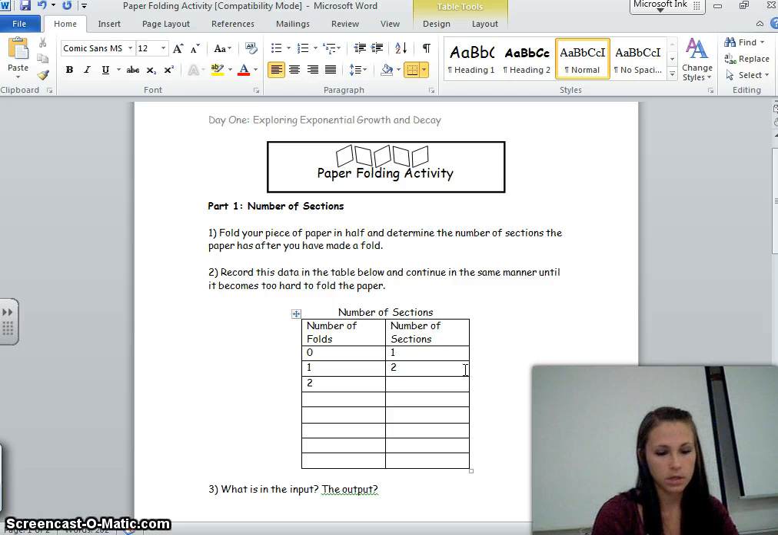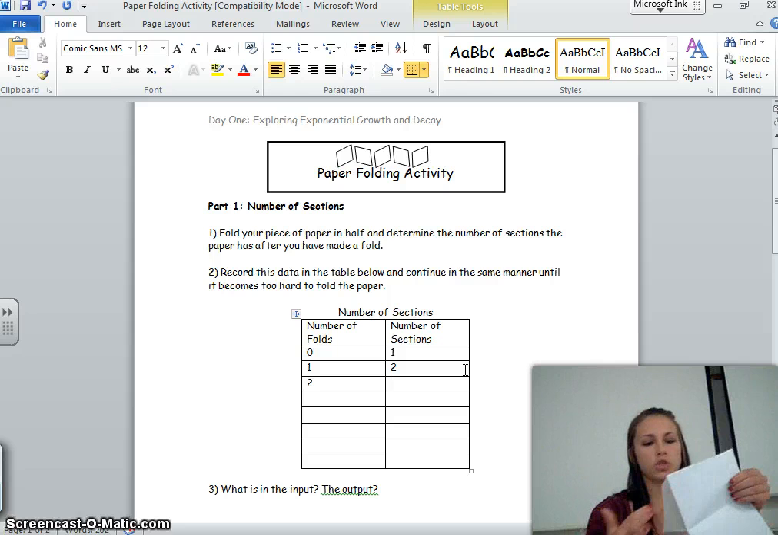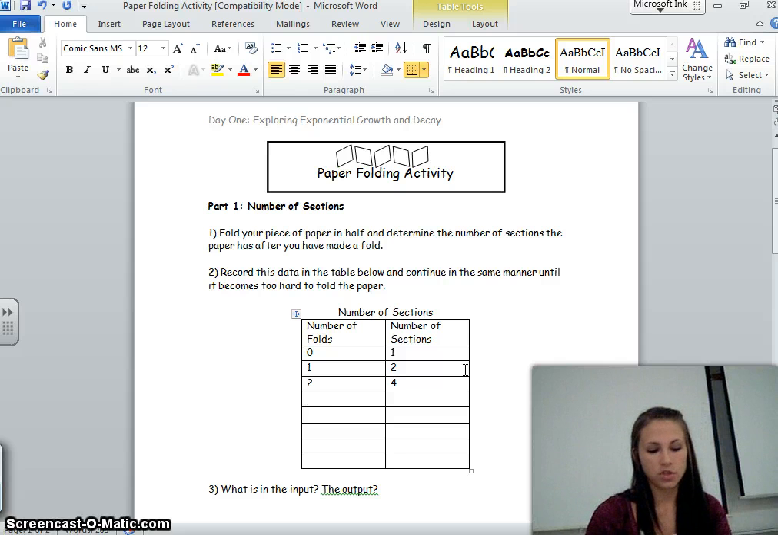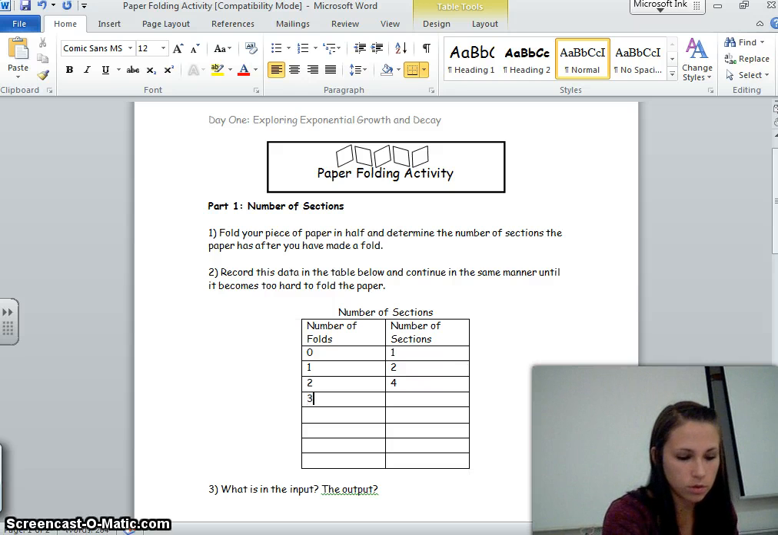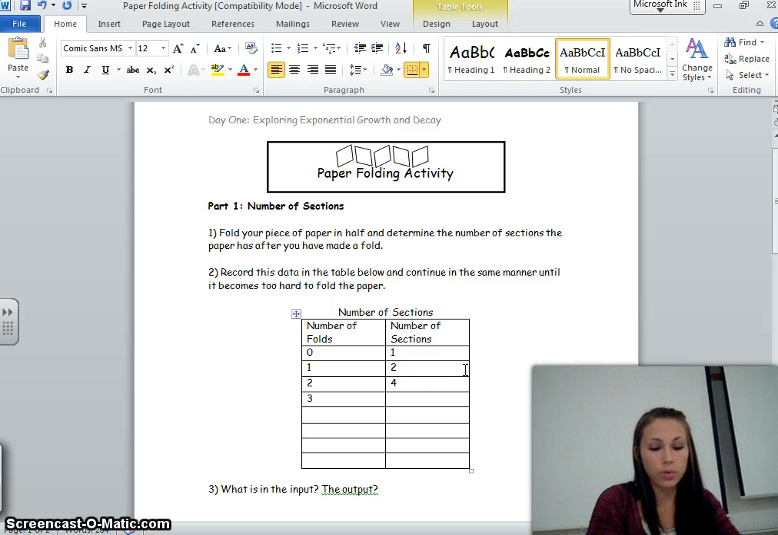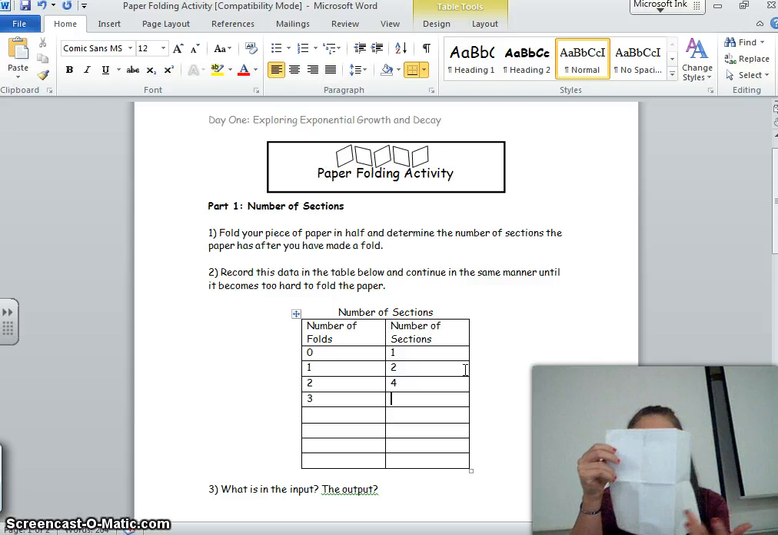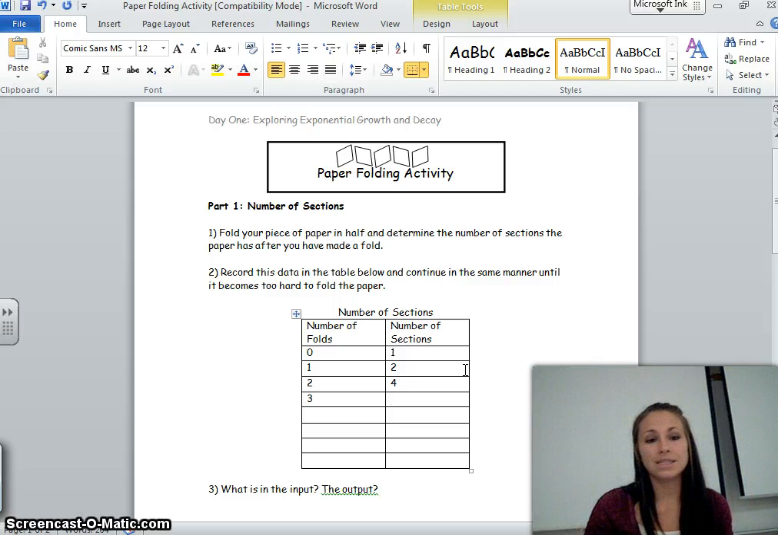When I open it back up, I should have 1, 2, 3, 4 sections on my paper. So 4 sections. Alright, let's fold it one more time and hopefully we'll be able to see a pattern at this point. So there's 3 folds. When I open it back up, I'm going to end up with 1, 2, 3, 4, 5, 6, 7, 8. 8 sections on the paper.